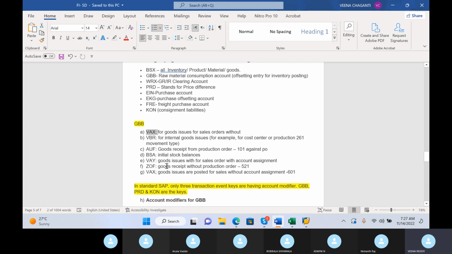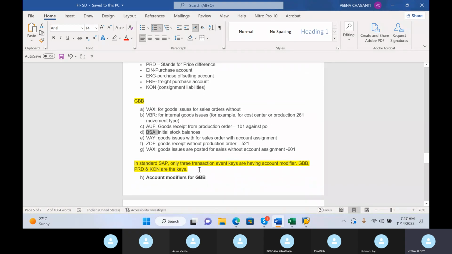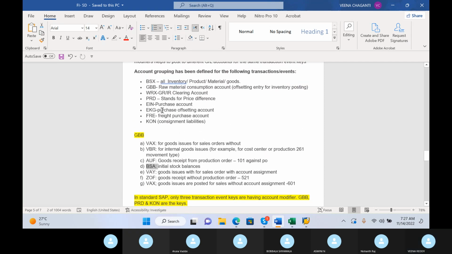If you want to maintain stock balances, goods balances, for that we have to maintain this BSX transaction key. VA goods issue with the sales order. Like this, I have collected some GBB transaction keys. These are related to transaction keys. These are GBB offsetting entries. Offsetting entries. These are transaction keys.